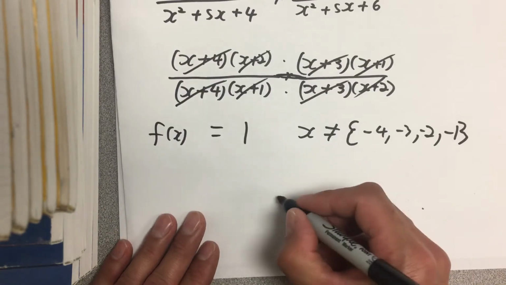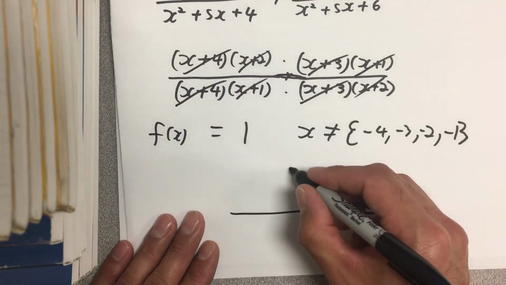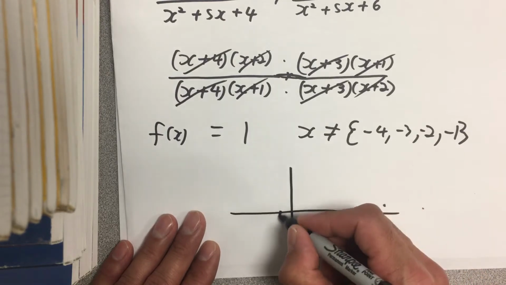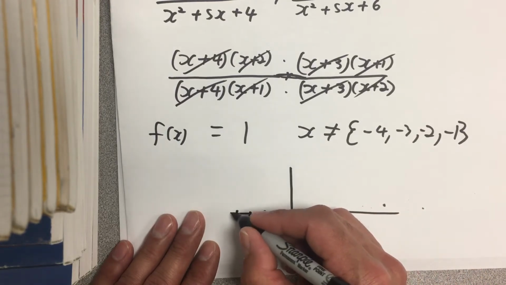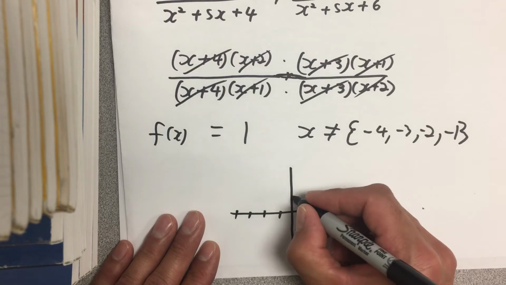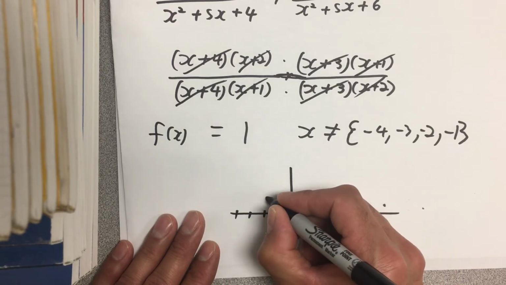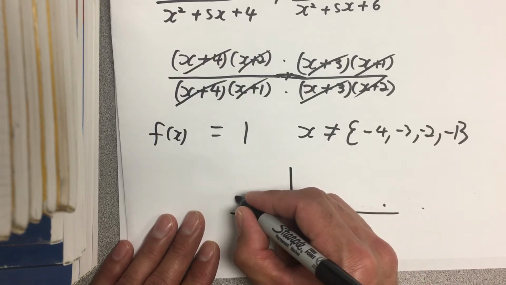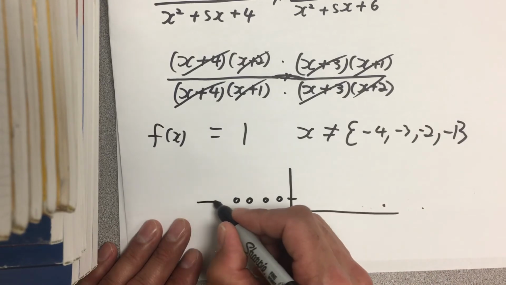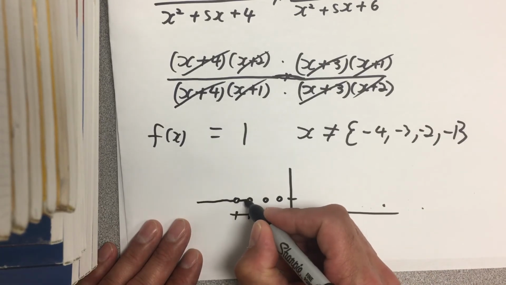Now here's what that would look like. If we're to plot it on a Cartesian plane, we just have to find those 4 points, -1, -2, -3, and -4, and there's a hole at each of those points. And the value of this function is equal to 1 everywhere else.